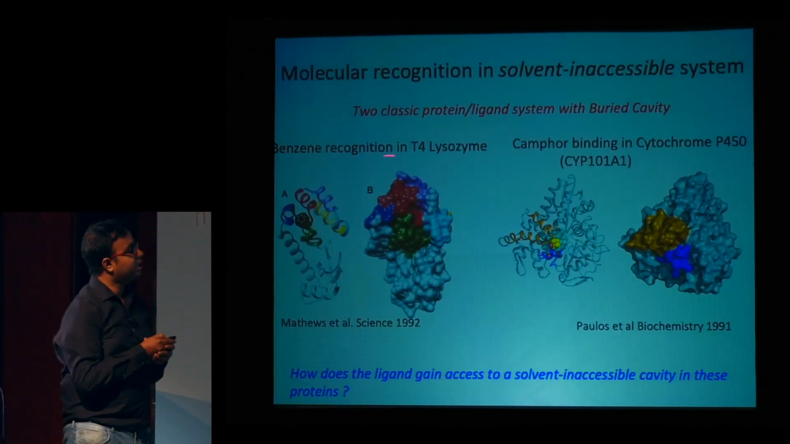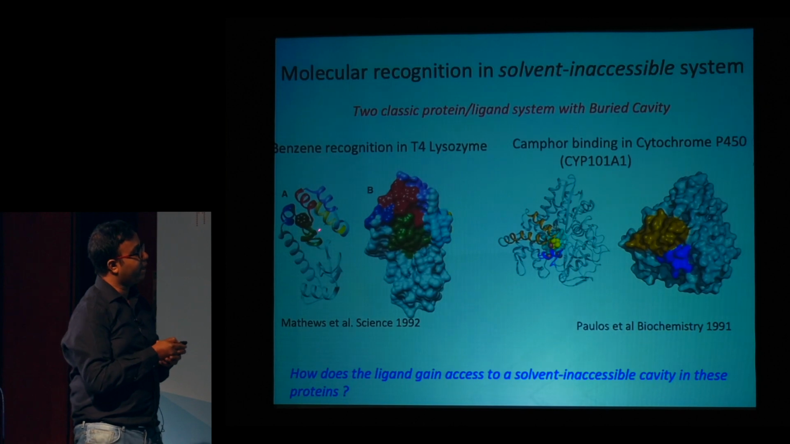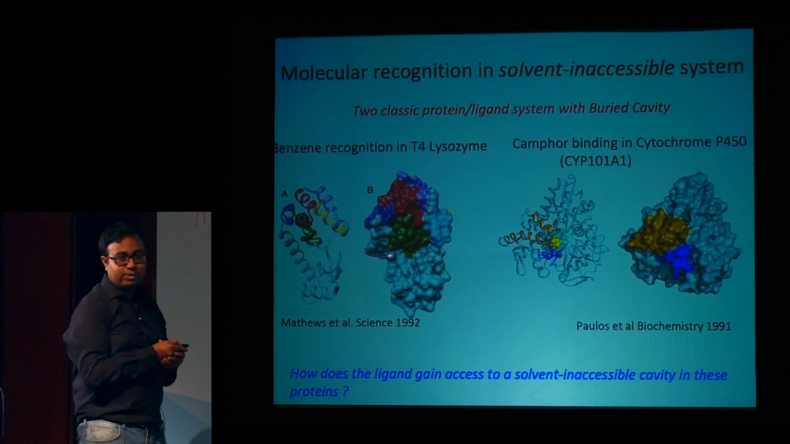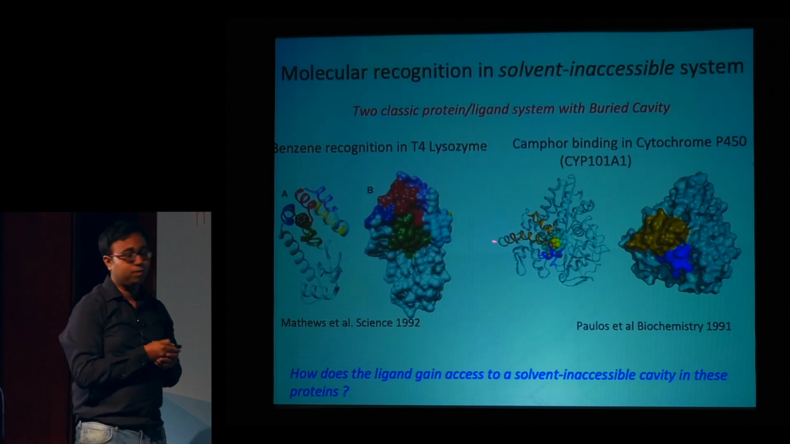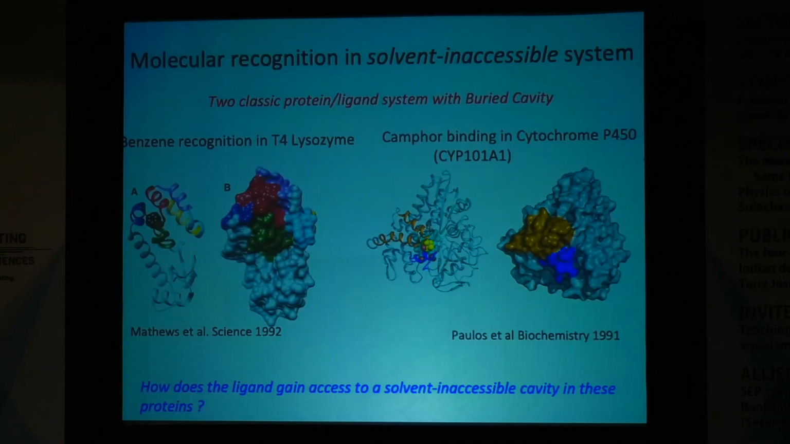One of the systems is T4 lysozyme, which binds a small molecule called benzene. The black one is the benzene in this cartoon representation. But if you represent it in a space filling model, what you can see is that this benzene is pretty much invisible. So this is the classic example of a buried cavity. That means that once the benzene gets in there, you just cannot see it from the outside. So the question is how can it still go there, and it goes quite fast actually.